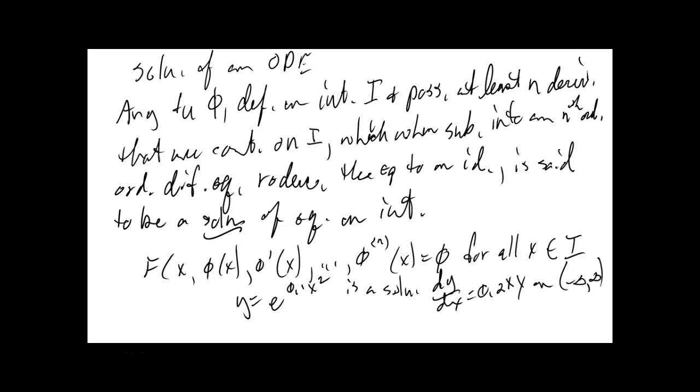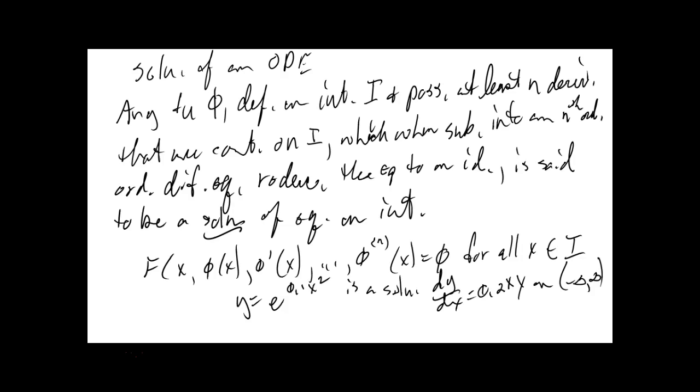Occasionally, it will be convenient to denote the solution by an alternate symbol, y of x. We just did. They just say y. You could say y of x. You could call it phi or phi of x. It doesn't really matter.